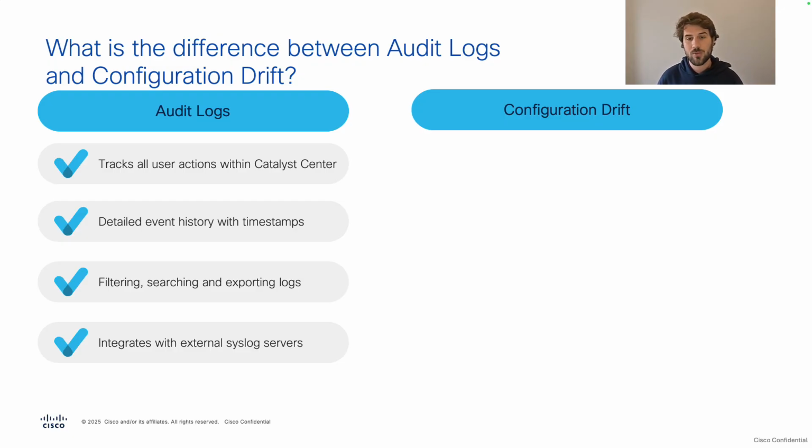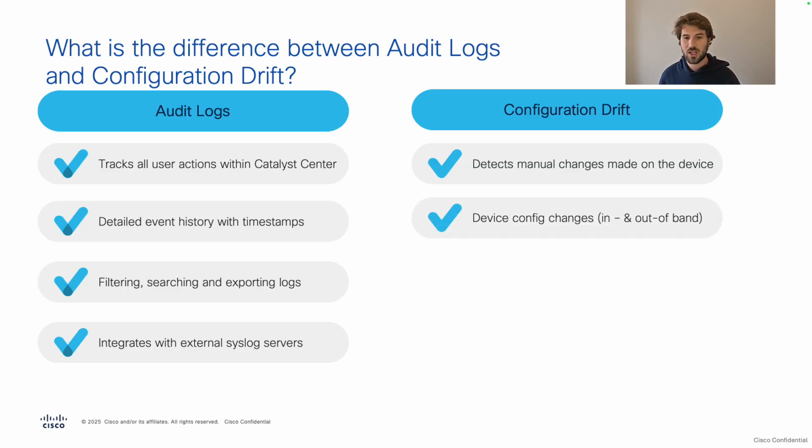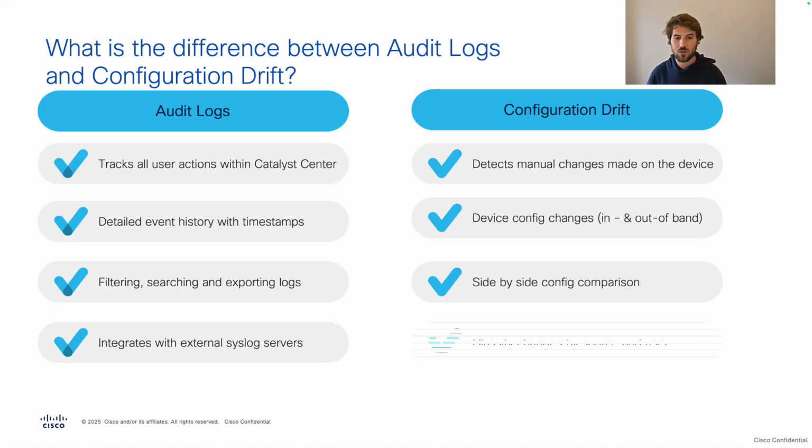The configuration drift is another tool, because this will allow you more in depth to see the configurations in the devices itself. So for example, if a manual change was done on the device out of band, this means out of Catalyst Center, this will be flagged in Catalyst Center, and you'll be able to make a side-by-side comparison. This is particularly useful to check the past configurations and the differences between the configurations, and to detect if a configuration was done out of band.